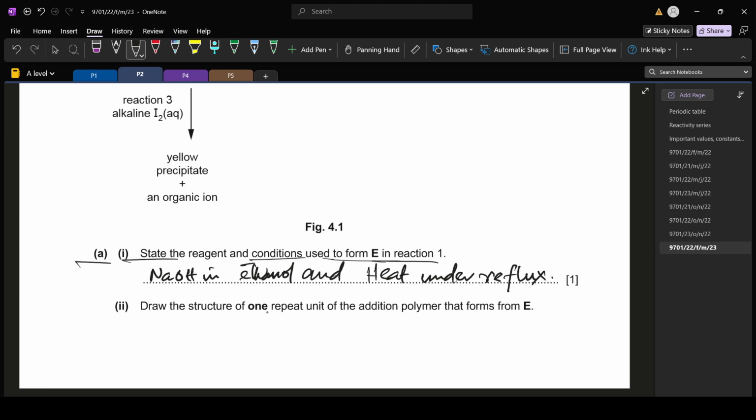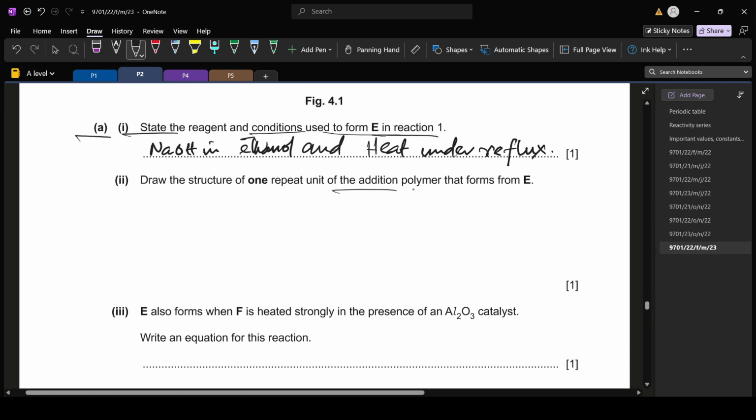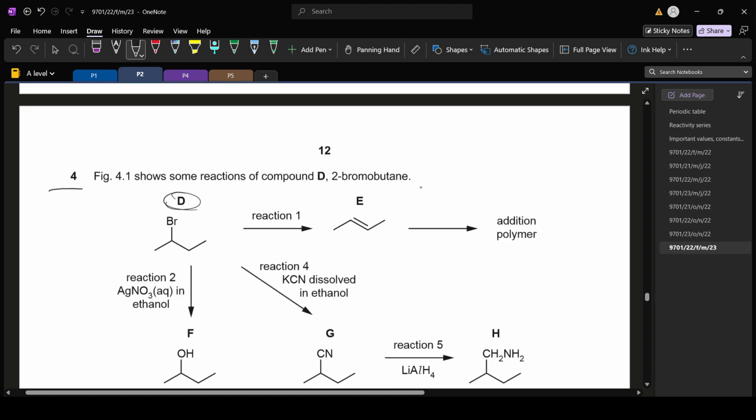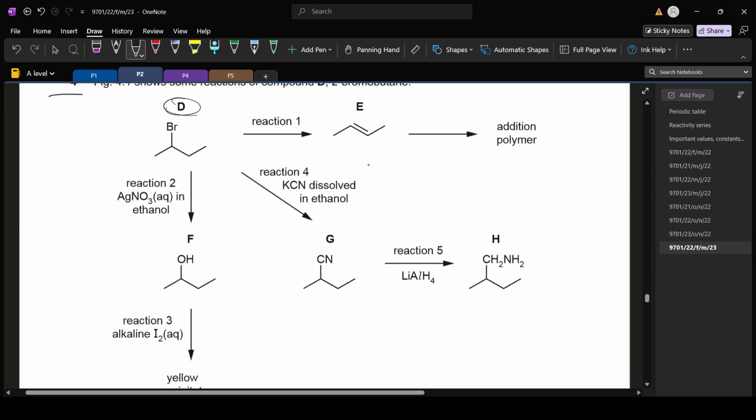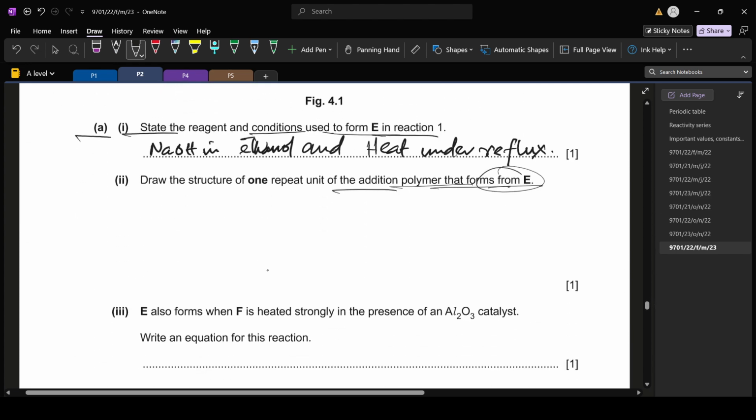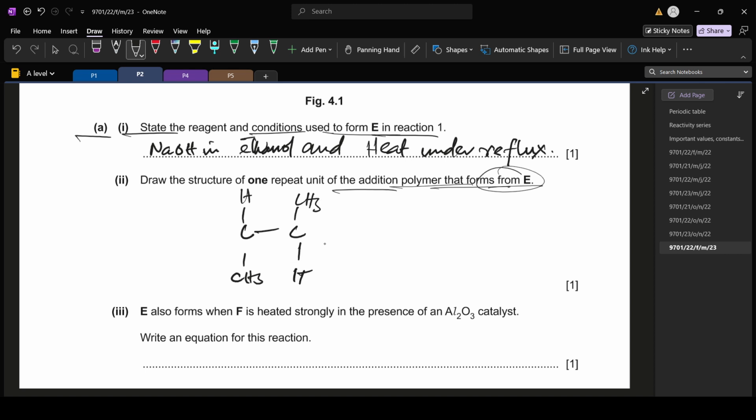Okay. Now draw the structure of one repeat unit of the addition polymer that forms from E. So 1, 2, 3, 4. So it's actually this double bond will change into a single bond. So this repeat unit will be like this. This double bond will break down like this. Okay. So this is your repeat unit.